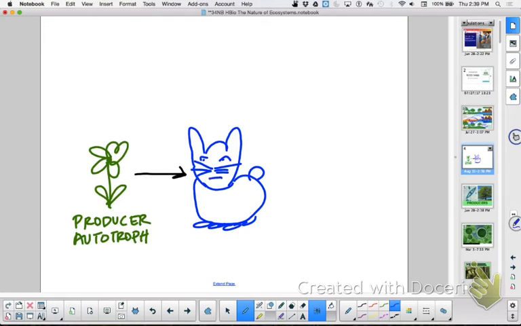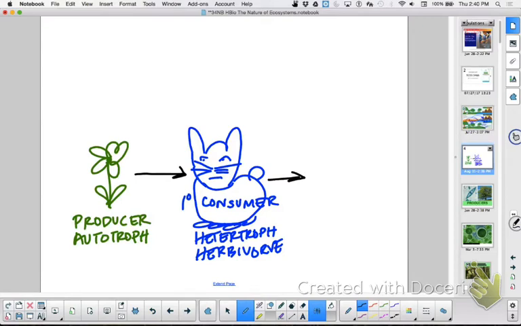Okay. Now, what could we call our bunny? A consumer. What else could we call our bunny? A heterotroph. Herbivore. Ooh, I like it. An herbivore. What kind of consumer is it? Primary consumer. Do we have any other names? No. Okay, who is eating our bunny?